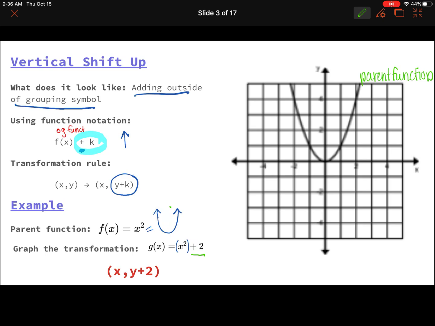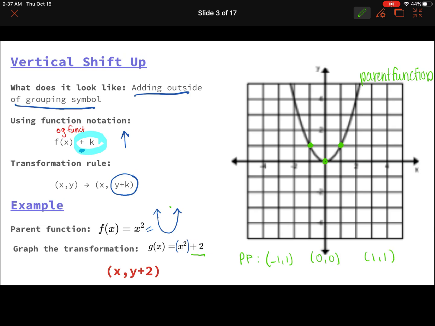So, what I want you to do is pick 3 points that are exactly on a point, so we can find the coordinates exactly. I'm going to go left to right. So my parent function coordinates are -1, 1, 0, 0, and then 1, 1.